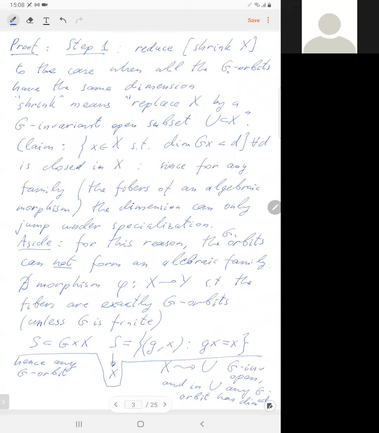So after this, we conclude that in this open G-invariant subset U, all the orbits have the same dimension d. In particular, they are all closed. Because if an orbit is not closed, then in its closure there must be some smaller orbit, but it's impossible because all the orbits have the same dimension. Fine. This was our first reduction step.